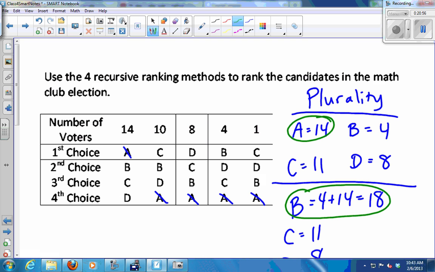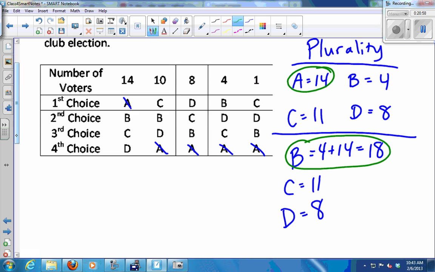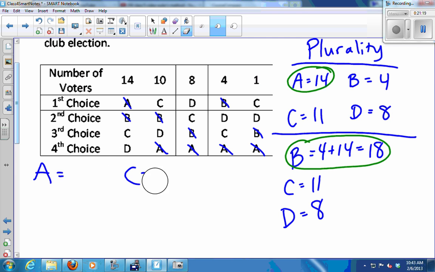This is all plurality, right? Then we do it again. This time, B got the second place trophy, so we're going to take B out of the preference schedule. B is gone. And we have to count first place votes again. So we have C and D as the only candidates left.